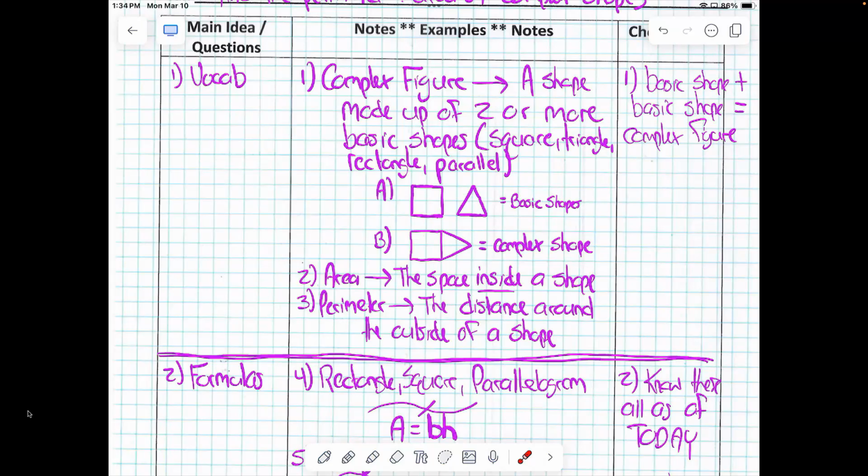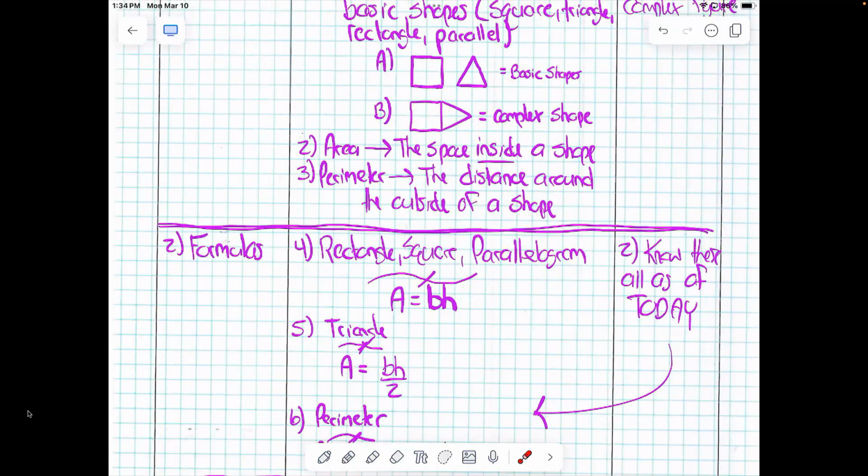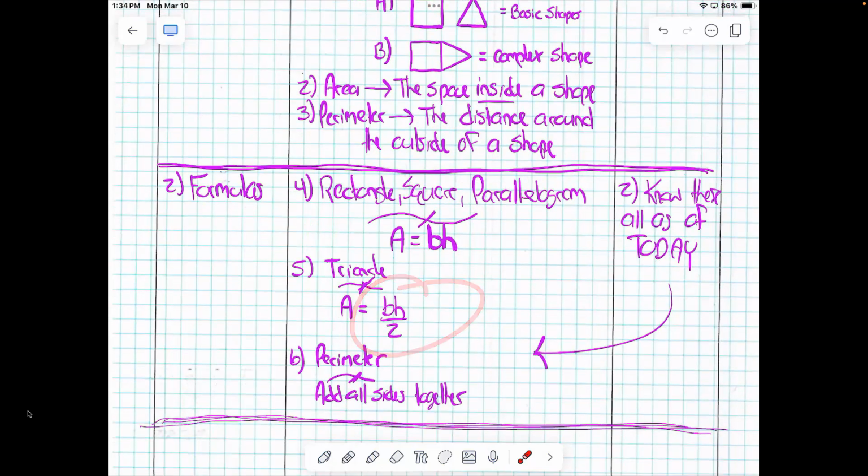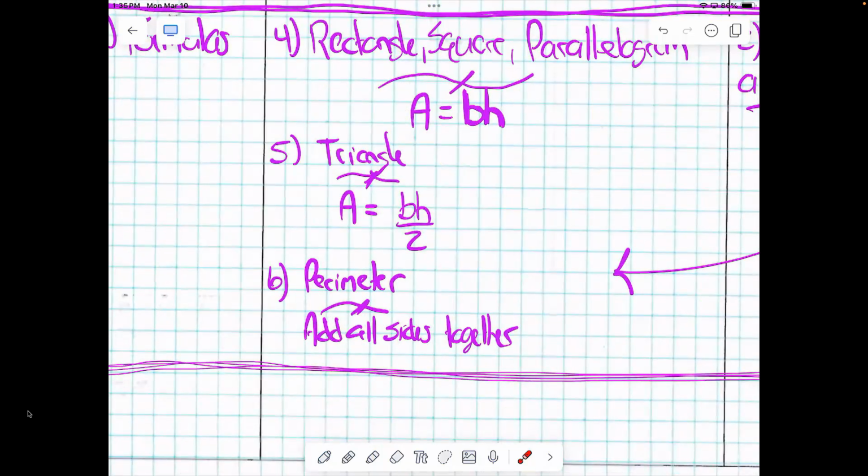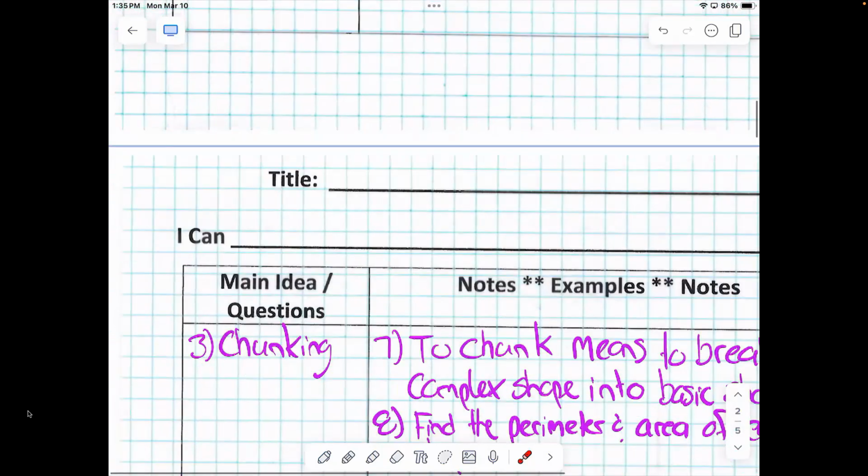Area. Area is the space that is what? Inside. It's inside a shape. Perimeter is the distance around the outside. So area inside, perimeter outside. Cool. How do you find the area of a rectangle, a square, or a parallelogram, class? Base times height. How do you find the area of a triangle, class? Base times height divided by 2. Don't forget to divide by 2. And everybody, how do you find the perimeter of any shape? Add all sides together. Beautiful.